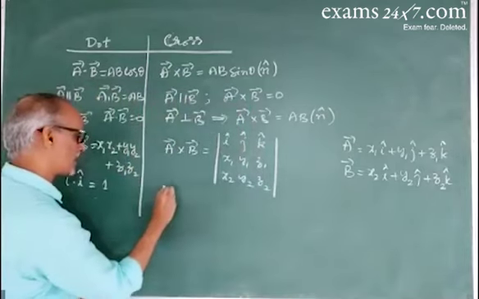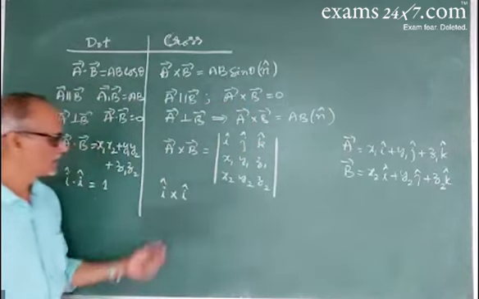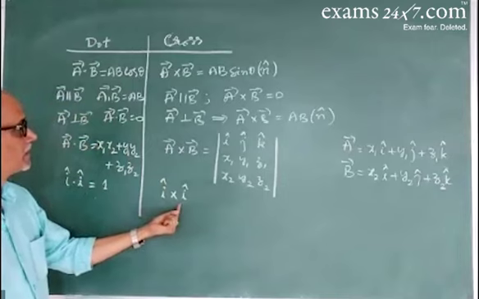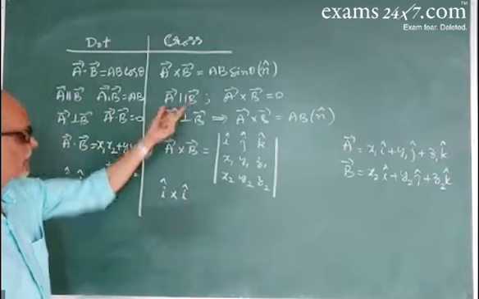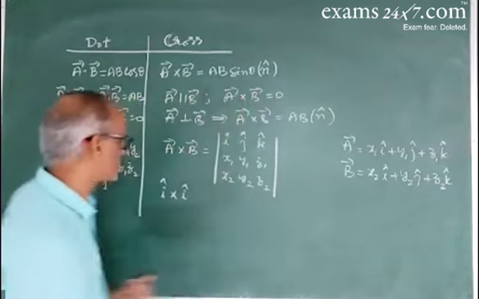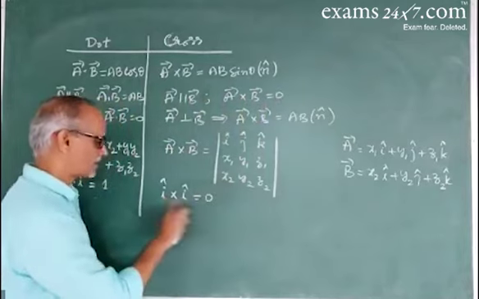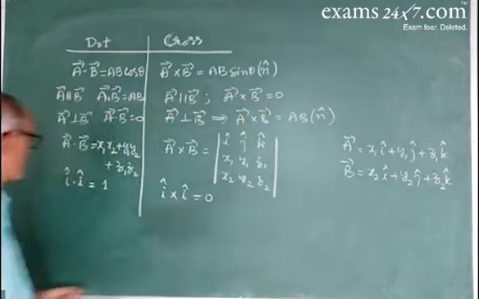Now, when we consider i cross i, the angle between the two vectors is 0. That means the vectors are parallel. And when the vectors are parallel, the cross product is always equal to 0. So i cross i, j cross j, and k cross k are always equal to 0.